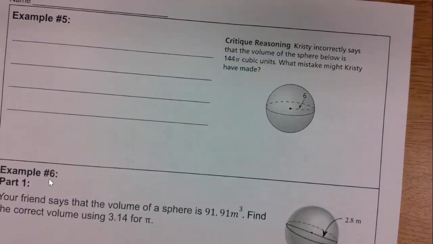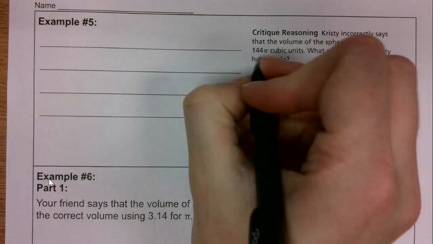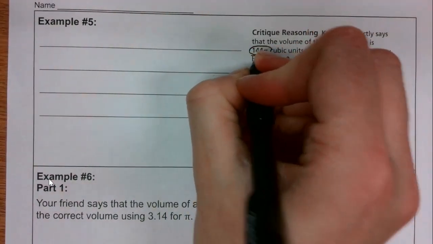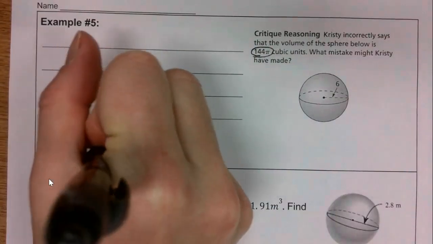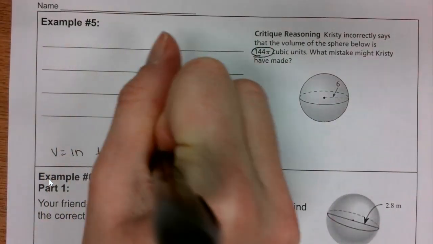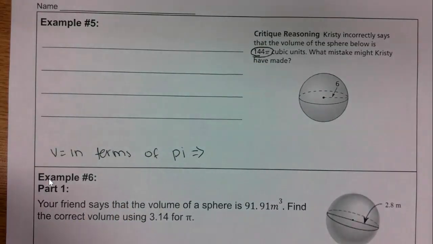Okay? For this one, Christy incorrectly says that the volume of the sphere below is 144 cubic units. What mistake might Christy have made? So I would say if it's an error analysis, let's do the problem ourselves and see what we get. Notice how they do it in terms of pi. So let's do our volume in terms of pi. So I want you to figure out what this answer is in terms of pi and then come back and see if we agree.